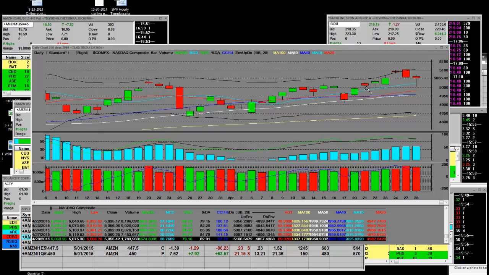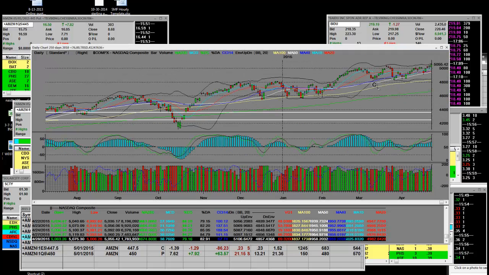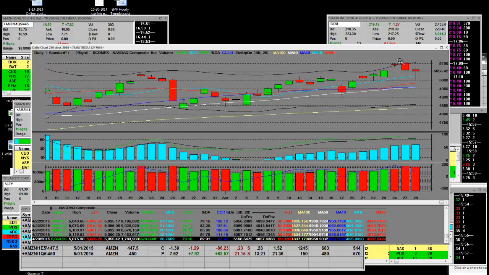It's testing the 10-day moving average, the Nasdaq Composite, and there is the 20-day, and the white line is the 50-day. Daily simple moving averages are very, very important. And it's clear that that reversal is testing these moving averages. I'm going to say that we will go lower in the month of May.